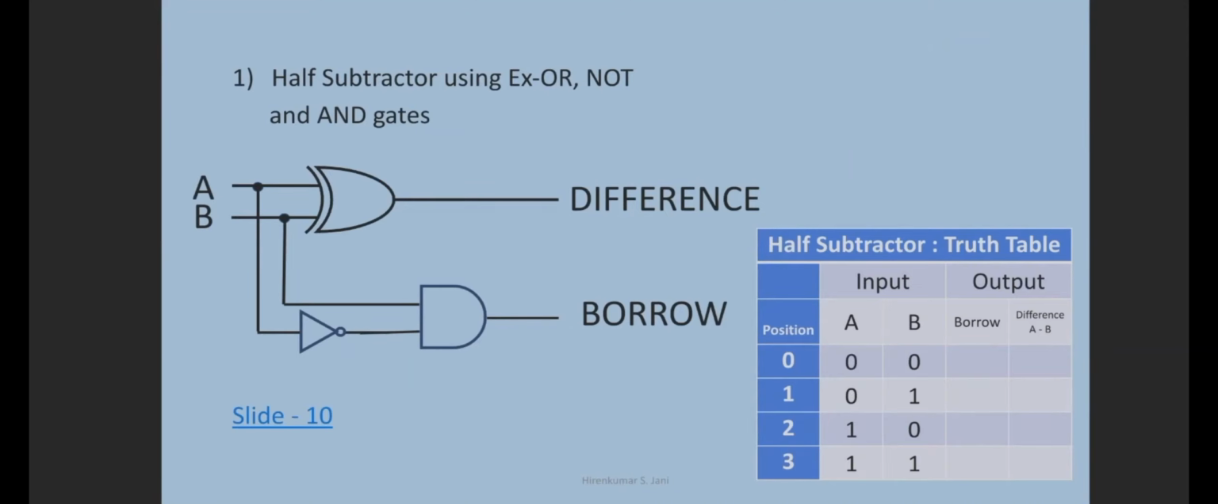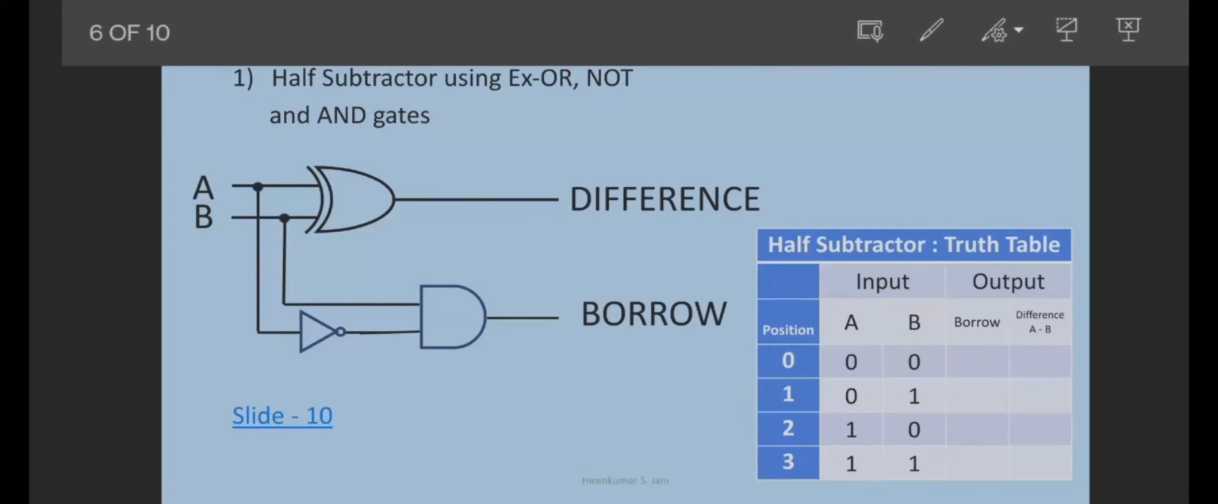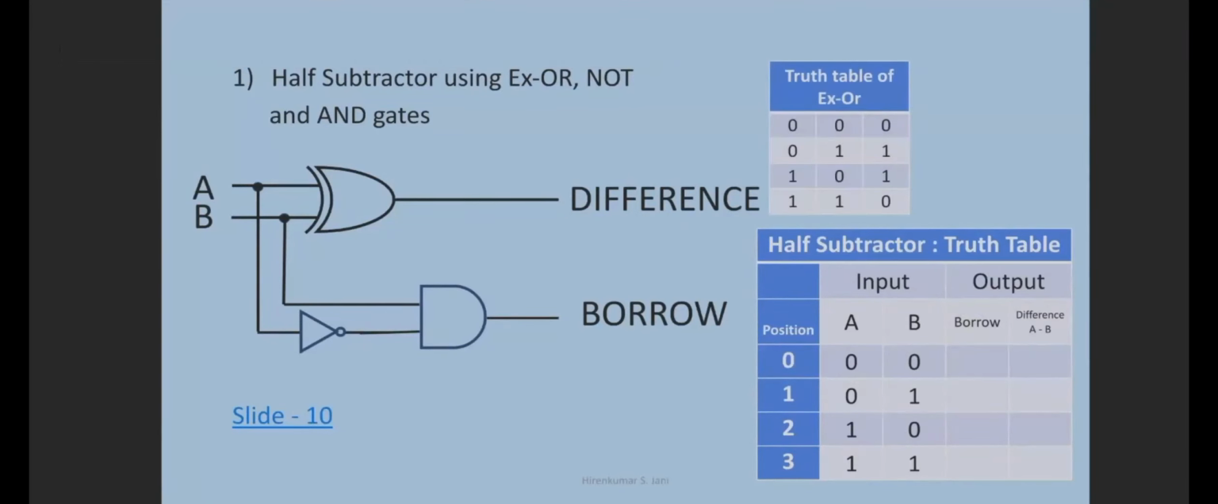We can construct our half subtractor using XOR gate, NOT gate and AND gate. We will see whether we are getting the same result as we have seen just now for all the 4 different cases or not. Since we have one XOR gate, for the XOR gate, the truth table is just like this.